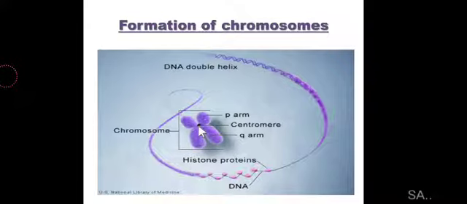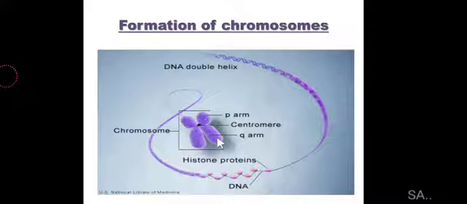You can see here that in the center of the chromosome there is a spherical object. This is called the centromere. With this are attached two arms. One is the P arm and the other is the Q arm. The P arm is smaller in length as compared to the Q arm.